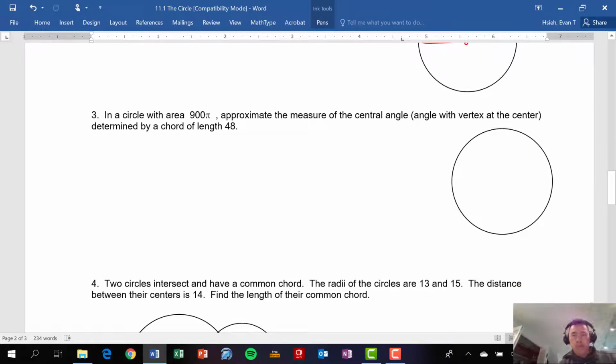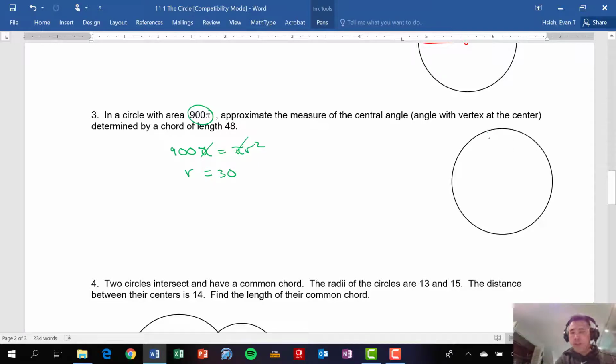Next problem here is a circle with an area of 900 pi. It's equal to pi r squared. The nice thing is the pi's drop out of that. R is going to end up being 30. So a lot of these problems, you have to figure out what the r is first.